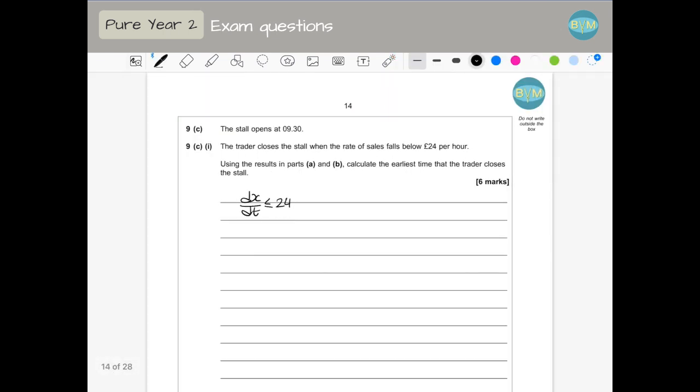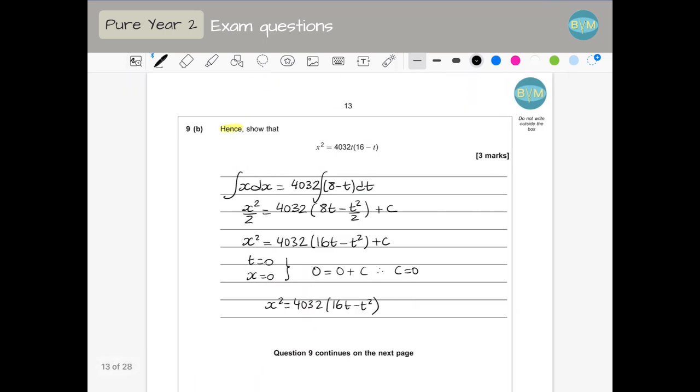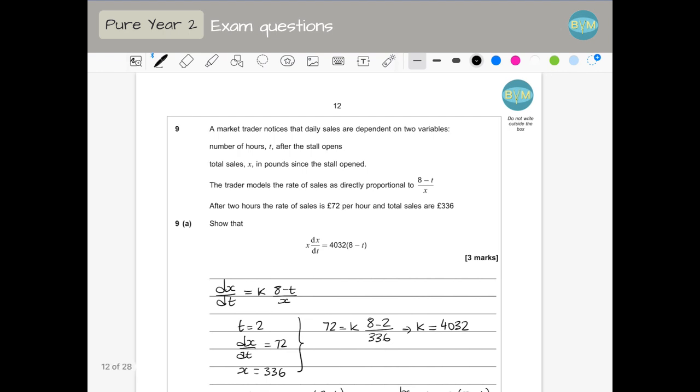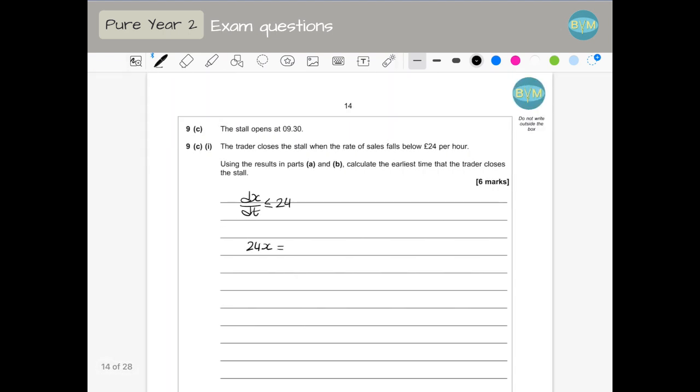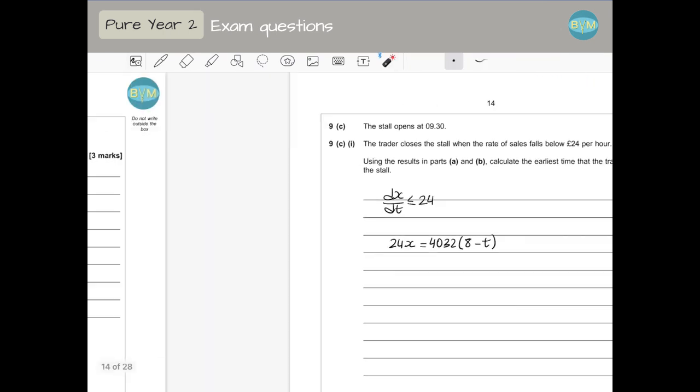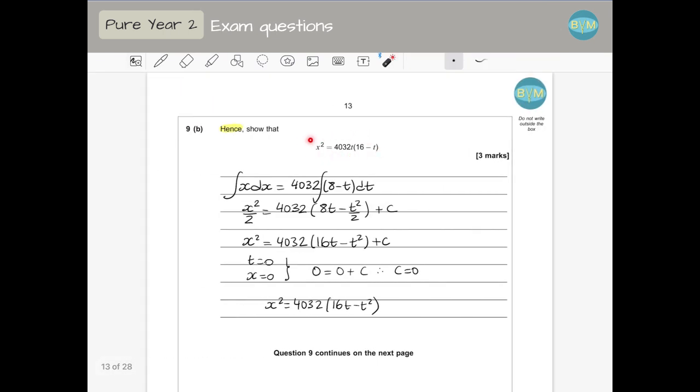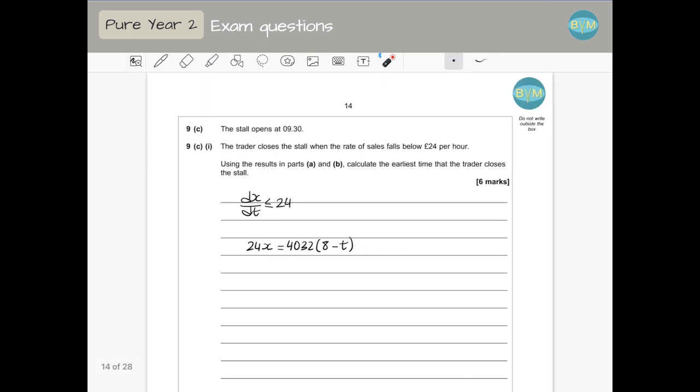So we have 24x is going to be 4032(8 minus t). But at the same time, I know that the connection between x and t is given by this equation. And even if you're not able to deduce this part, you can use it. So don't lose marks for not using the expression.